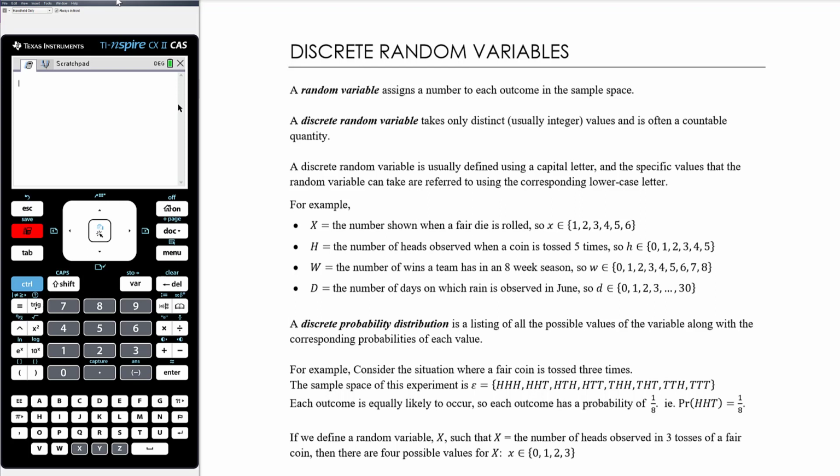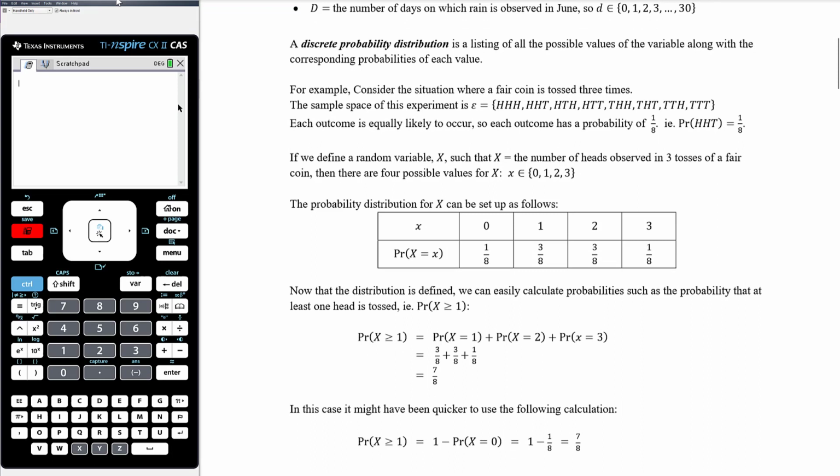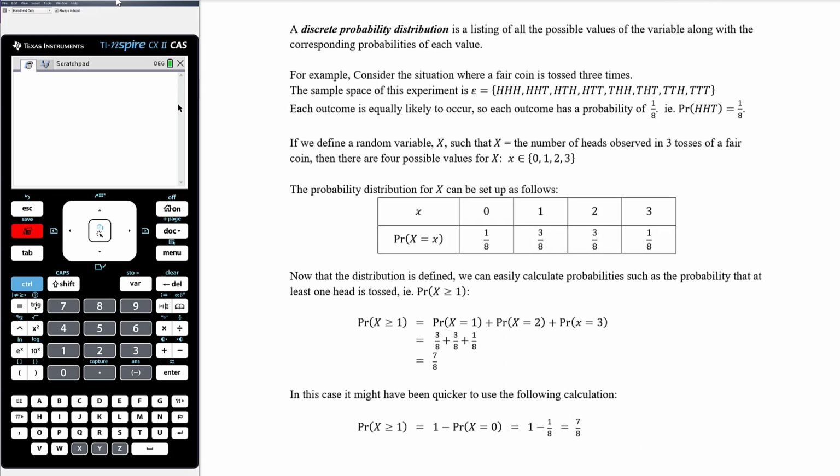If X is the number of heads observed in 3 tosses of a fair coin, then there are 4 possible values of X. That is, lowercase x is an element of 0, 1, 2 or 3. We could get no heads, 1 head, 2 heads or 3 heads. And so then we can set up the probability distribution as follows. We have a table here that lists all the possible outcomes for X. Lowercase x, which is the specific values that uppercase X can take, can be 0, 1, 2 or 3. And then we list the corresponding probabilities. If we get no heads, that's the one outcome which is tail, tail, tail. So there's 1 out of 8 equally likely outcomes that will give 0 heads.